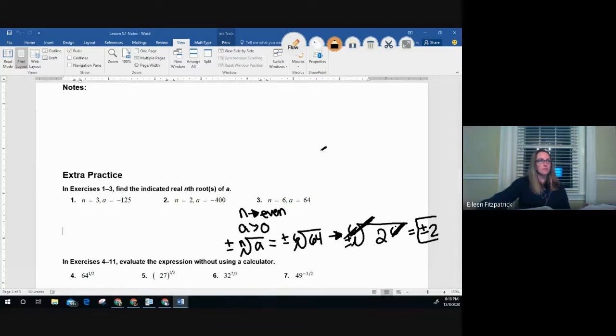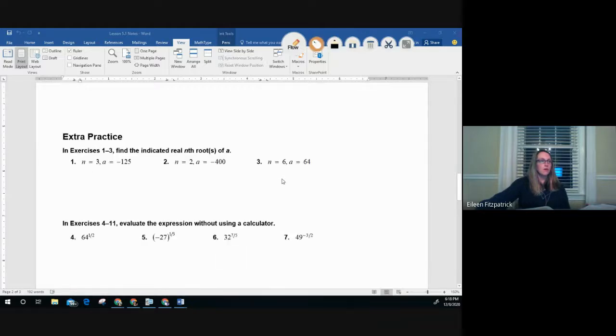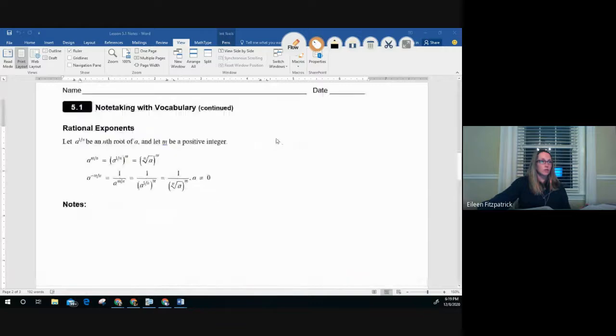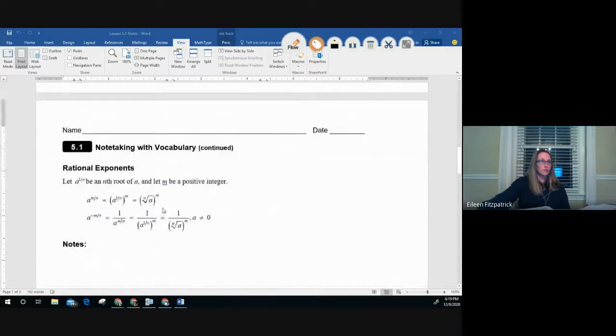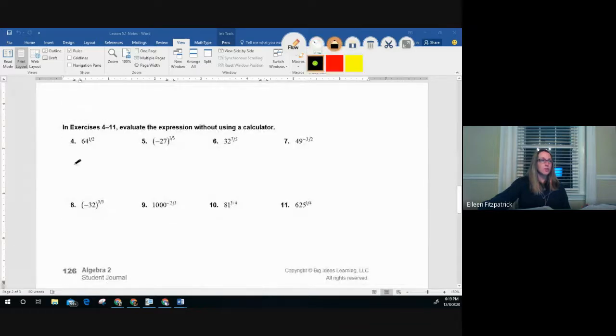All right, let's keep on moving along. Evaluate the expression without using a calculator. So obviously we can plug these in the calculator, and you're welcome to do that to verify and to check, but I do want you to understand how to rewrite these and simplify them without the use of a calculator. This is referring to what we talked about up here, the rational exponents and some of the properties there.